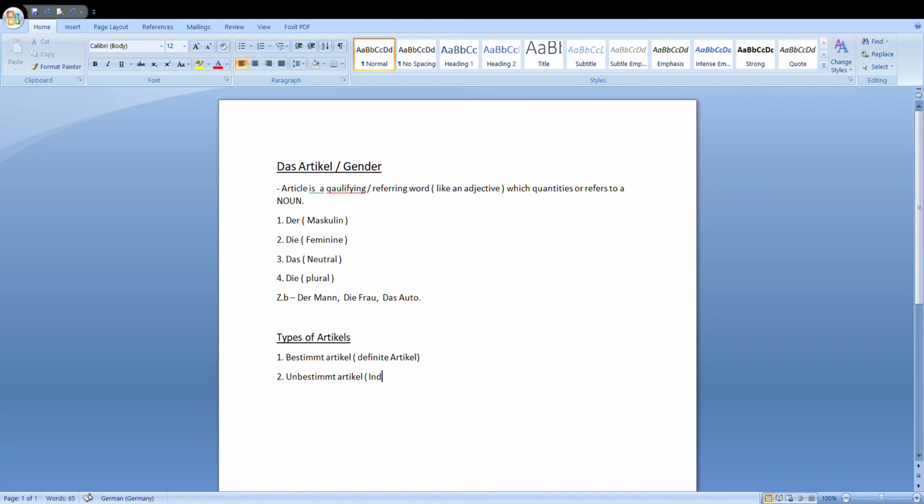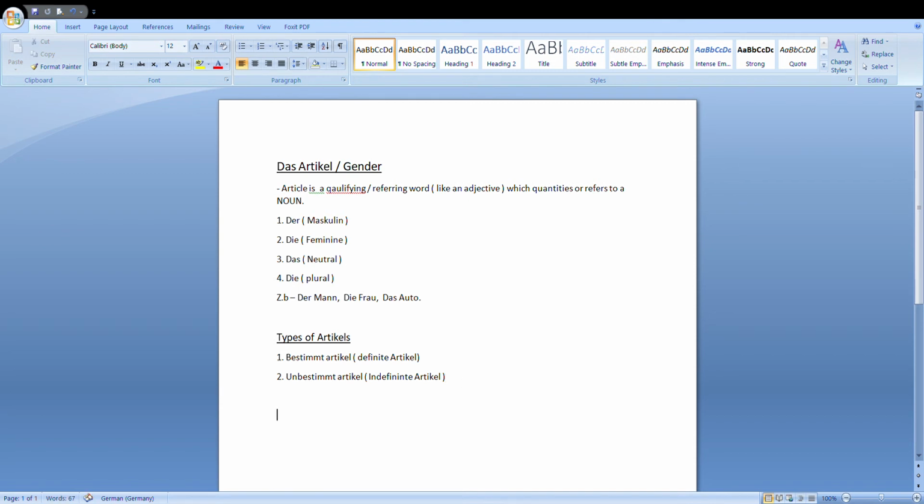Indefinite article. Okay. These are the two types of articles: definite article and indefinite article. So what is the difference between these two articles?